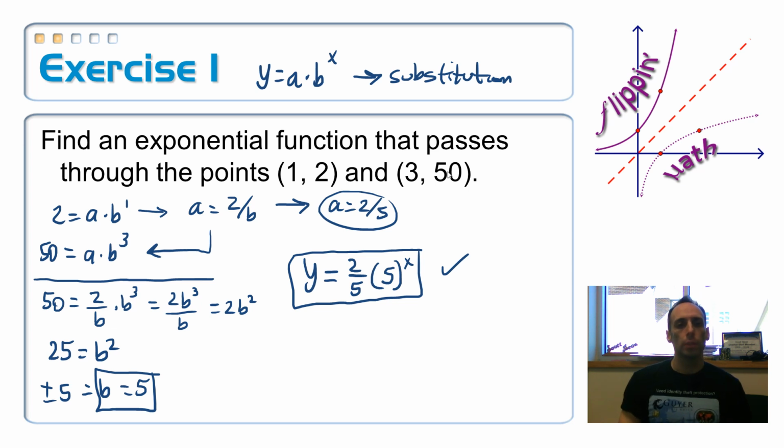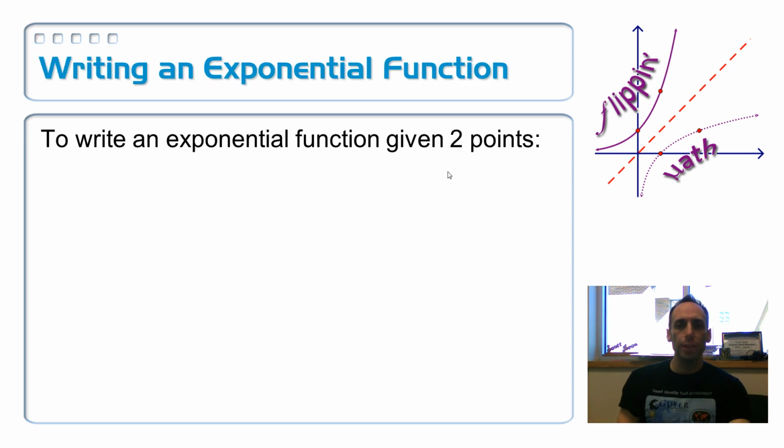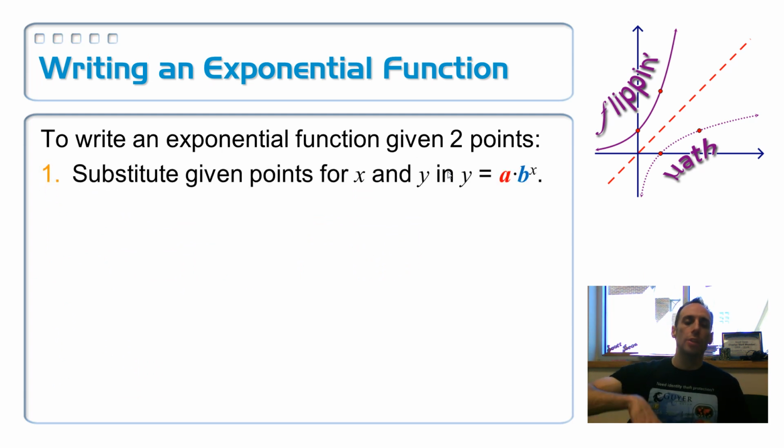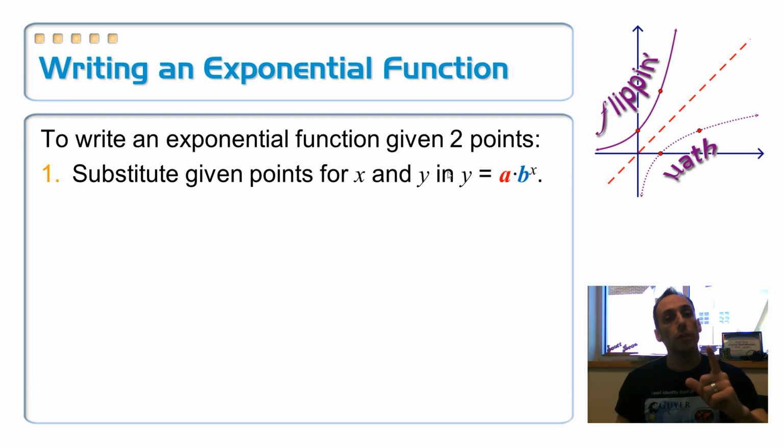All right, okay. So here are the steps involved in that. Just 5 simple little steps here. So here are the steps to write an exponential function if you're given 2 points. The first one is to go ahead and substitute those points into the equation y equals a times b to the x. You're not sticking them for a and b. You're sticking them in for x and for y. And you're solving for a and b by substitution.